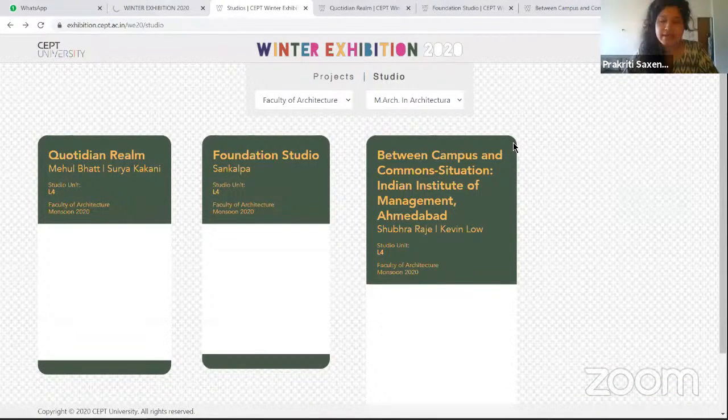The page where you can either go through the exhibition through the projects of individual students, or you can go through as per the studios that have been conducted and go to the studio page. Within each studio page, you will find the projects of the students that were a part of the studio. So I'm just going to run you through the MEAD program.